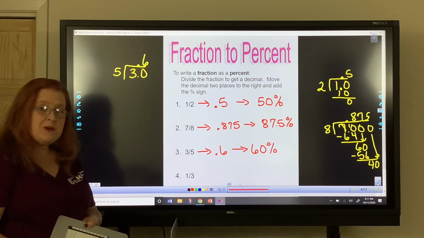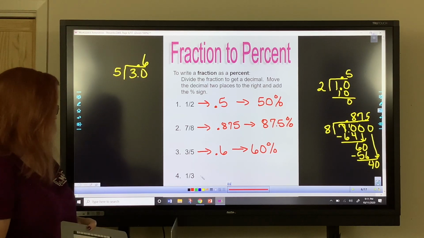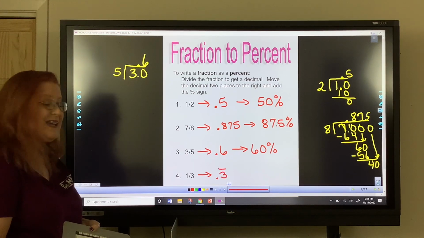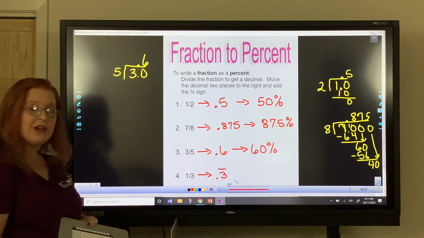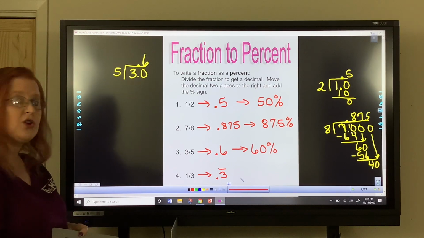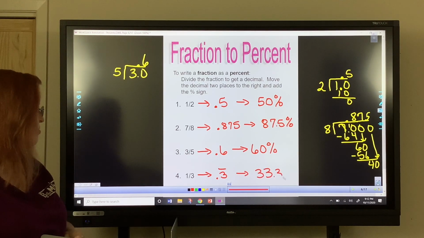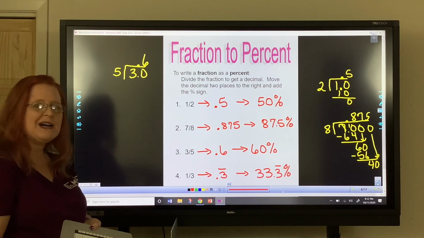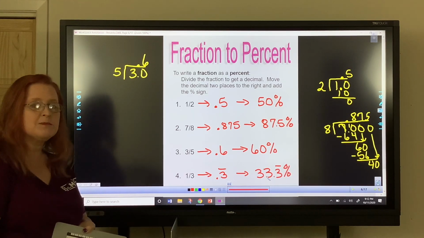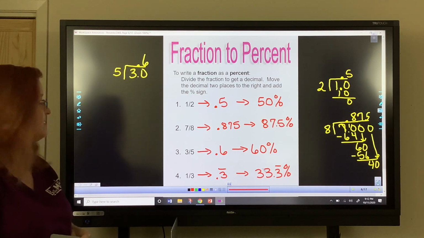And again, if you've memorized your benchmark fractions, you know that 1/3 is 0.3 repeating. It just keeps going on forever and ever, and I'll show you when I divide in just a second. And so we would have 33.3 repeating percent. Most of the time we round that to approximately 33%.